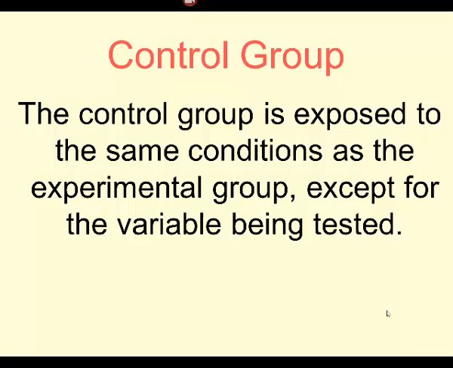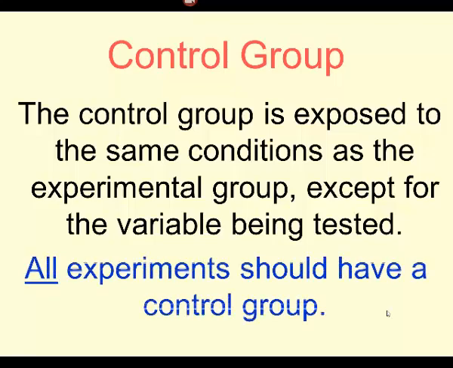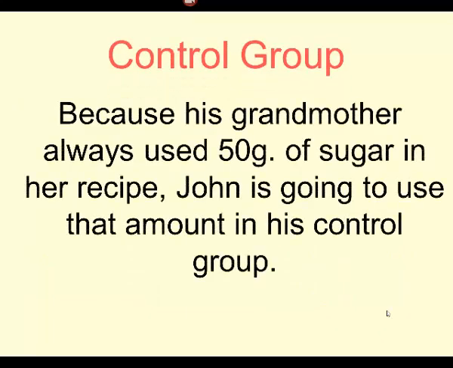So one thing is being changed, and in this experiment, the one thing being changed is the amount of sugar. Everything else must remain the same. Those are called constants. So all experiments should have a control group. Because his grandmother always used 50 grams of sugar in her recipe, John is going to use that amount for his control group. He's going to say that the control group for my experiment is baking a loaf of bread that has 50 grams of sugar added to it.